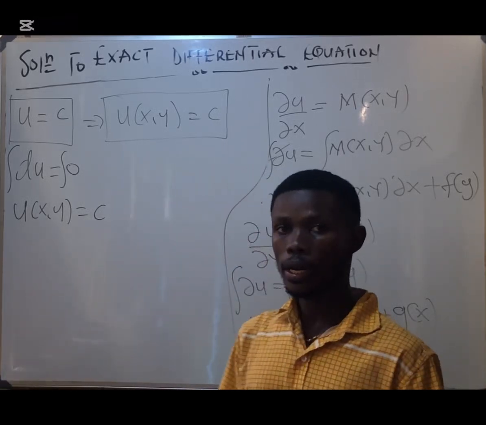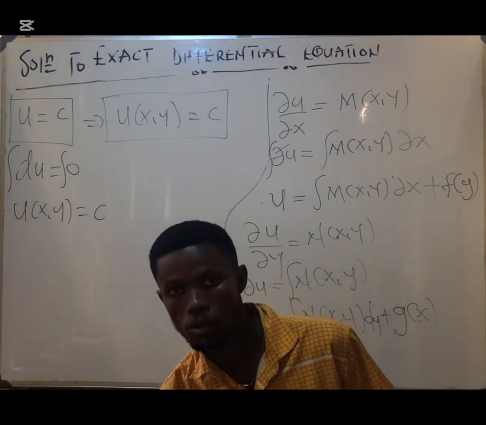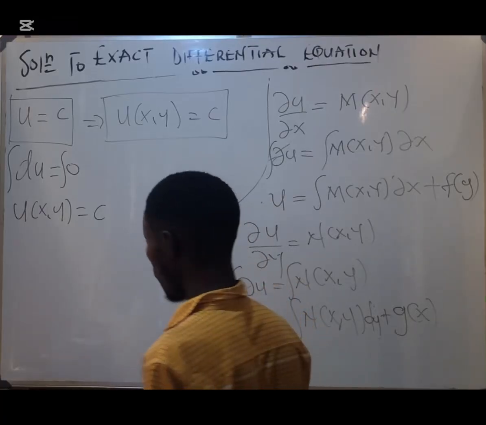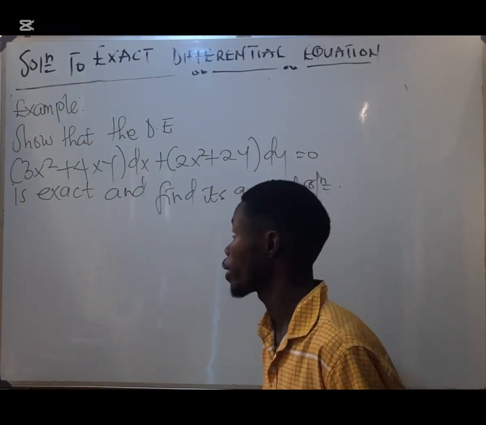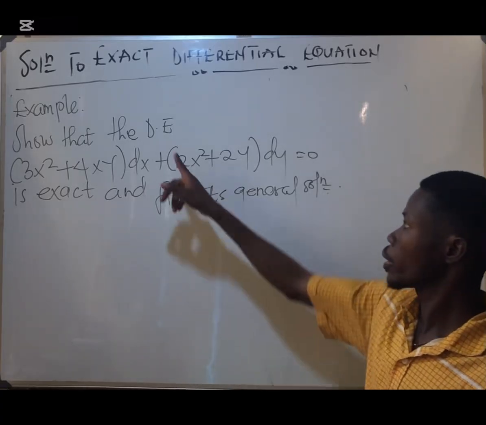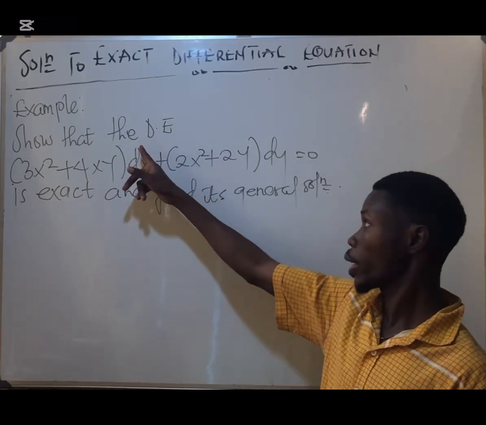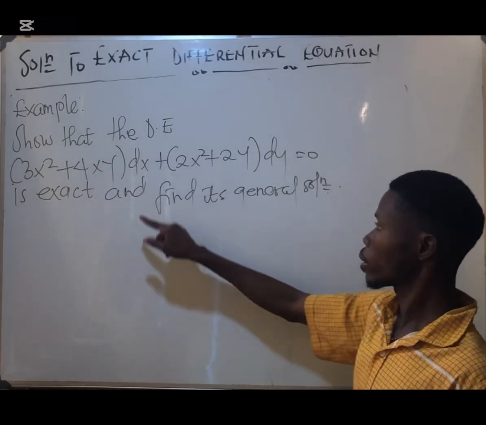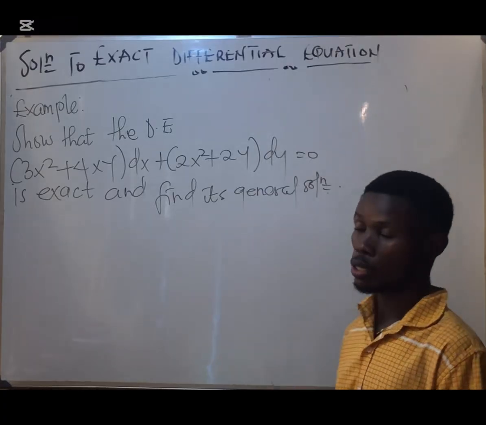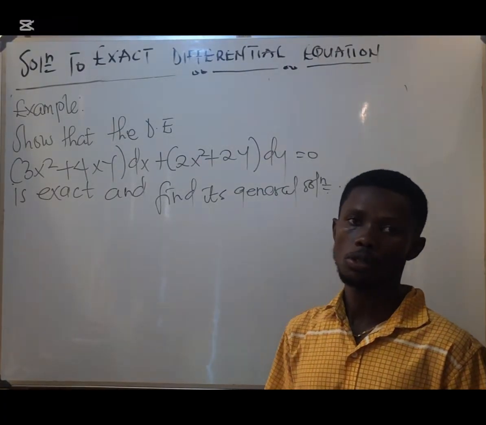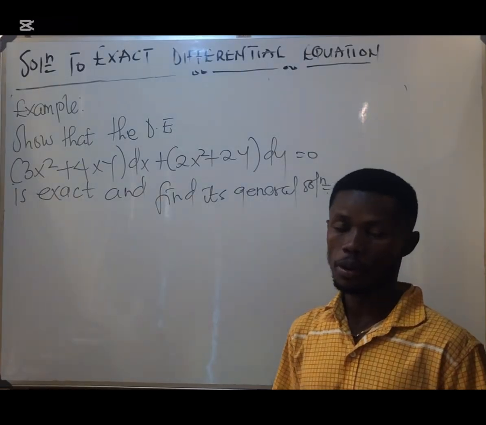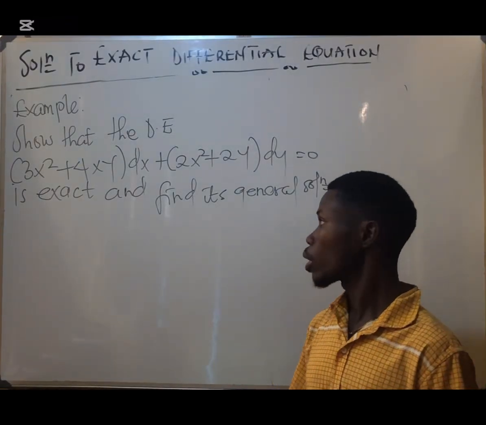Good. Now let's look at an example. Look at this question. We said: show that the differential equation, which I've shortened, is exact and find its general solution. So the first thing they say is show. Even if the question did not tell you to show, you have to show. And you have to find out. So that's the first thing.